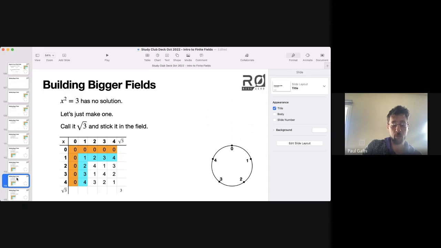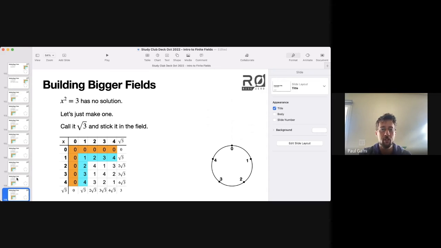Sorry, root 3 times root 3 is 3. Root 3 times 0 is 0. I can fill in these numbers, I guess. And I might hope that I've now built a field extension. But unfortunately, I don't have a field here. If I take 2 elements here and add them together, I'm not in my list yet.